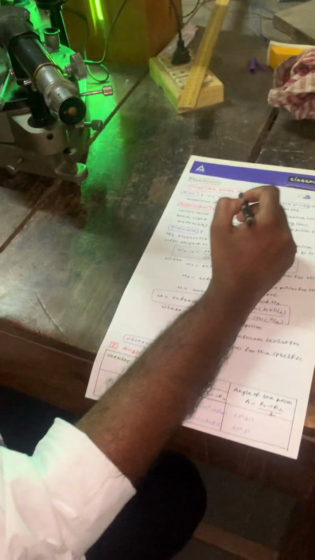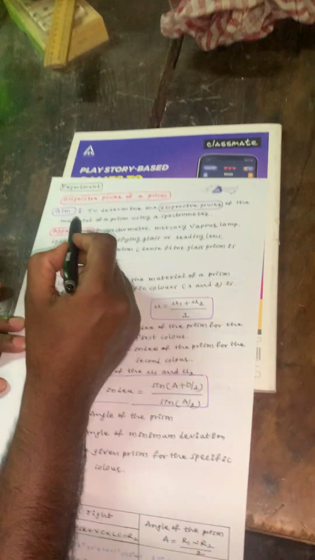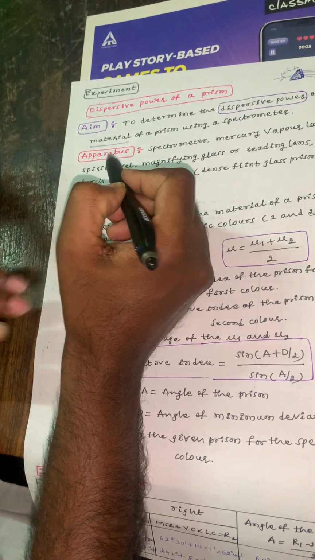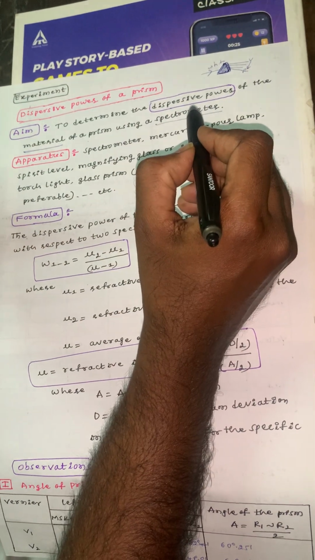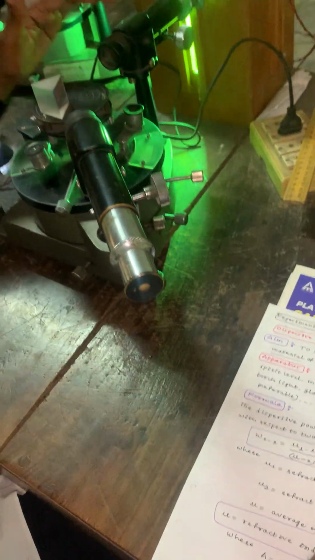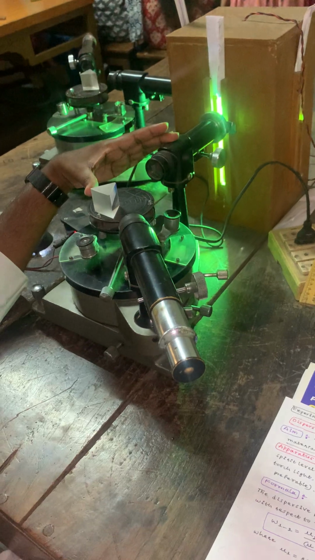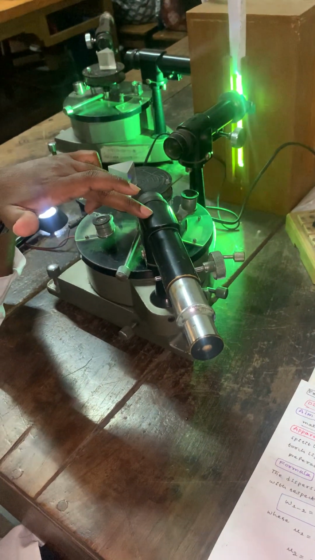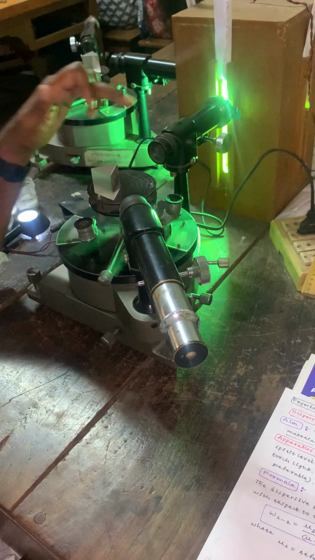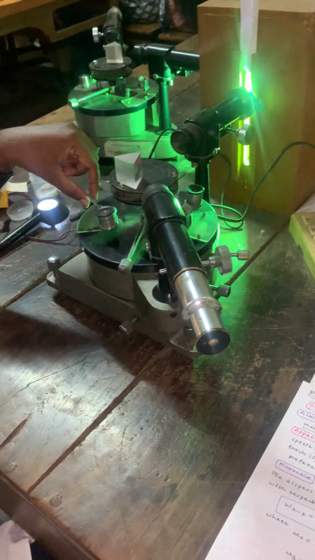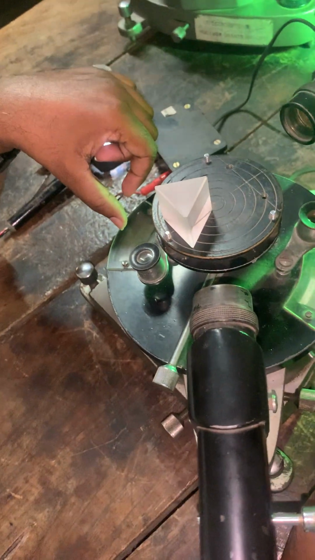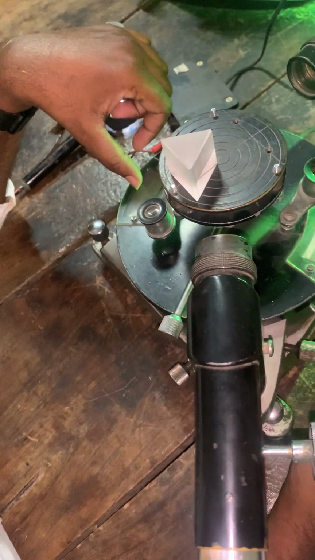What is the aim of this experiment? To determine the dispersive power of the material of a prism using the spectrometer. Already I informed you, this is the spectrometer. The spectrometer consists of three parts: one is the collimator, another one is the prism table, another one is the eyepiece. Clear? Here two windows are there, window number 1 and window number 2. This window V1 you have to consider, this window V2 you have to consider.